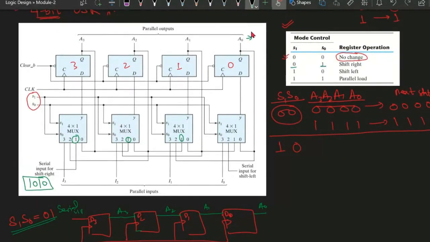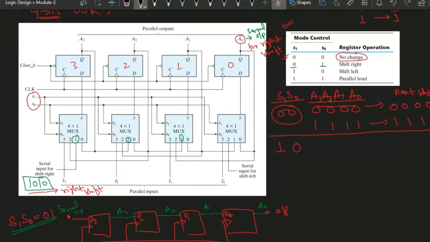You can consider it here as the serial output, the serial output for right shift, because this is the right direction. Shifting in this direction is basically the right shift. So the serial output for right shift, that will be the point A0. A0 will be the serial output for the right shift. Okay, so from here we will be getting the output.